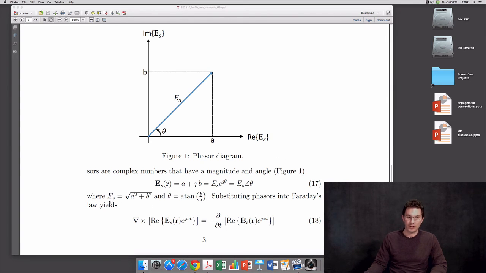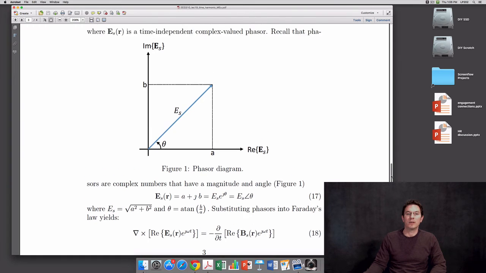Pythagorean theorem tells us that the magnitude is the square root of the sum of the squares of the real and imaginary parts, and some simple geometry tells us that the angle is the inverse tangent of the imaginary part divided by the real part. So that's phasors in 2 minutes.